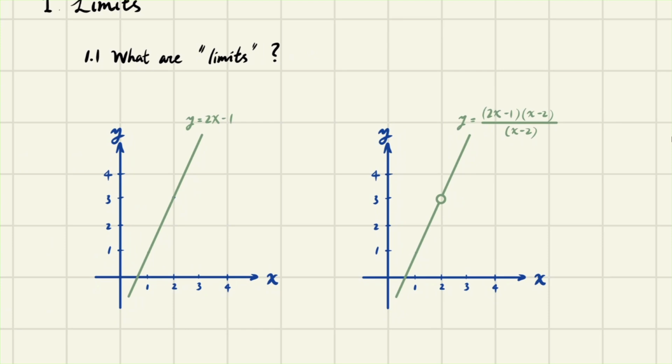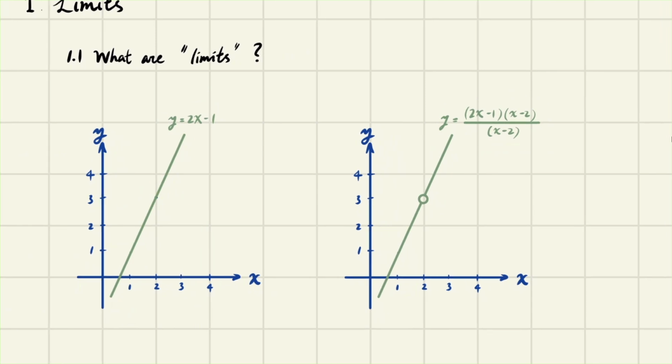I have two functions. Firstly, y equals 2x minus 1. The second one, y equals (2x minus 1) times (x minus 2) over (x minus 2). Now, what's the difference between these two functions? Basically, the first function is defined within the interval that we give, from 1 to 4, which I didn't draw, but it's okay. And for the second one, x cannot equal 2.